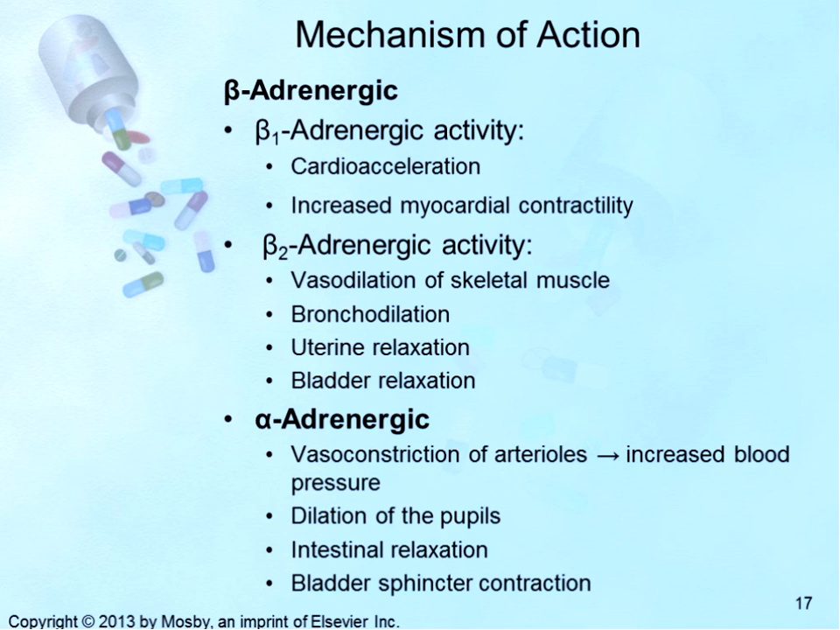So the beta adrenergics, the beta 1 again, activity includes an increase in cardiac acceleration and myocardial contractility. The beta 2 cause vasodilatation of skeletal muscles, bronchodilation, uterine relaxation, and bladder relaxation. The alpha adrenergic causes vasoconstriction of the arterioles, which increases blood pressure, dilatation of the pupils, intestinal relaxation, and bladder sphincter contraction.